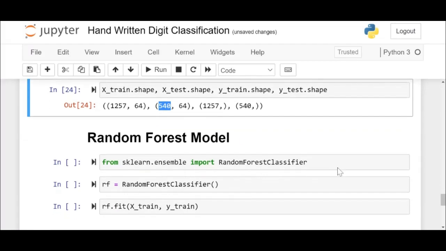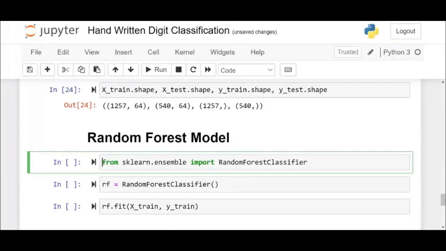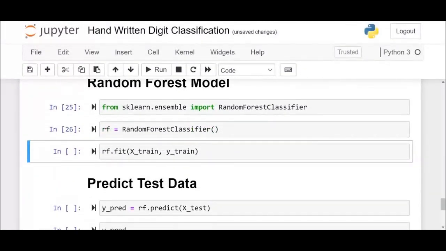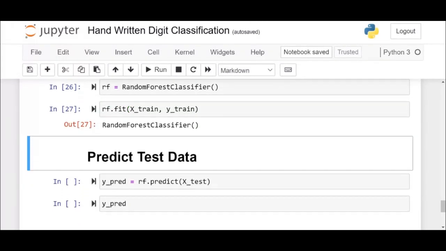The random forest classifier is from the sklearn library, in the ensemble module. So we run this, then we initiate it and give it the name rf. Then the logic remains the same. We fit on the train data, so we have the train sample as X train and Y train. We have done this, random forest.